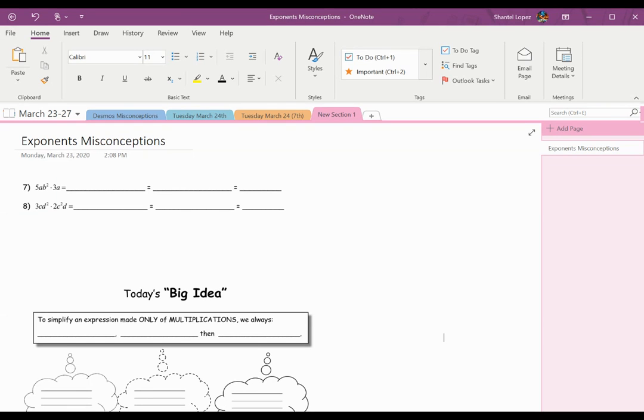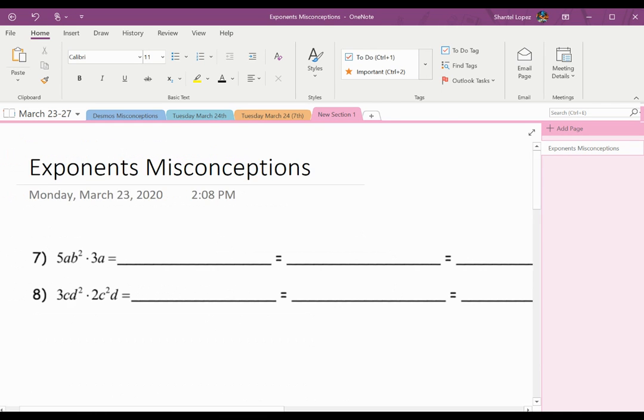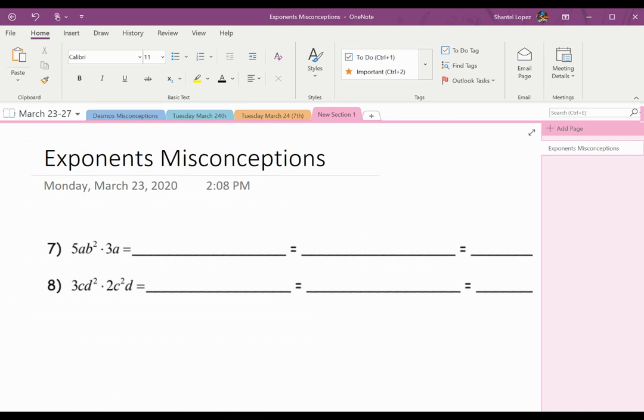Guys, so I'm going to go over some of the misconceptions I saw on your classwork. So starting off with problem number 7. We're going to go ahead and expand.